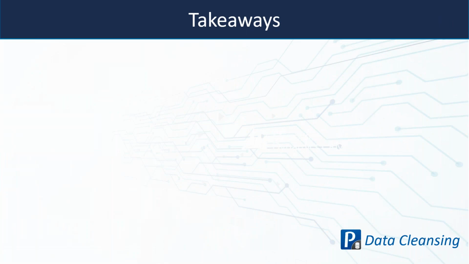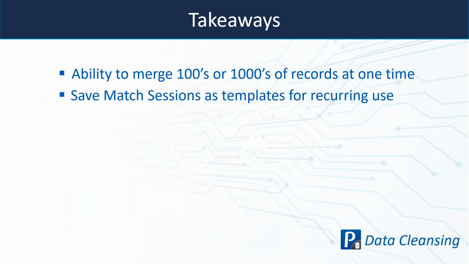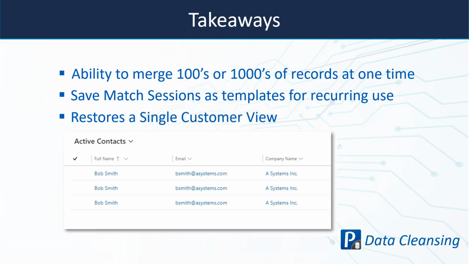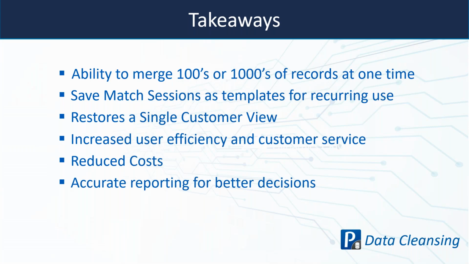So here are some of the key takeaways to finish things up. Data cleansing obviously allows you to merge hundreds, if not thousands. You got match sessions that can be saved as templates and run over and over again. We are obviously restoring that single customer view, right? Going from all these Bob Smiths to now just one. And of course, we're increasing user efficiency and customer service across the board, reducing those costs, marketing, sales, what have you, as well as, of course, user costs, and obviously restoring the accurate reporting for better decisions, which hopefully is going to make users, management, and your customers happy, which means obviously your customers are going to be very happy with you guys as their CRM partner, right?